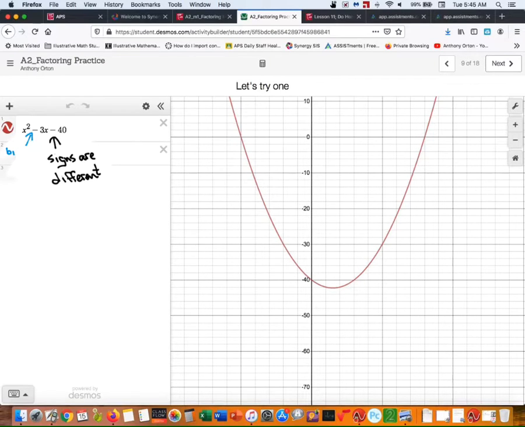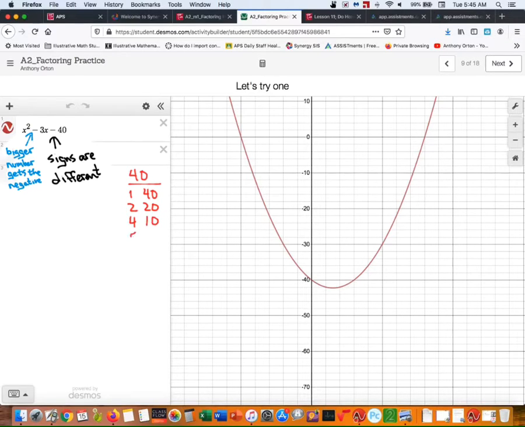Now, that front sign tells you, if they're going to be the same, what sign it is. And since this one's different, it tells you what sign to give the bigger number. Right? And I should be careful when I say the bigger number, but you'll see what I'm talking about.